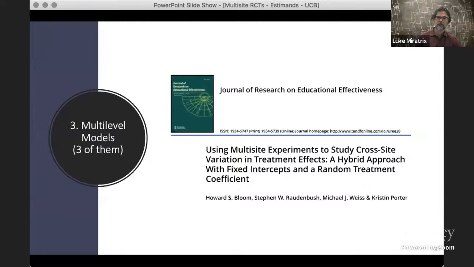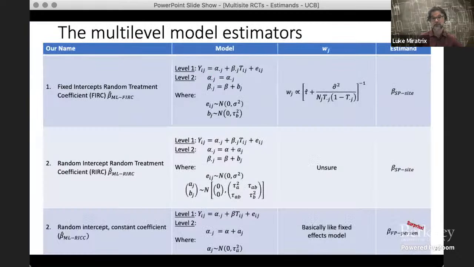And then finally, we have multi-level models. There are 3 that we identify that are sort of widely used. One is called the fixed intercept random treatment coefficient. This is like the in vogue current cool model. What it does is have a fixed effect for each site, and then you put a random effect for the treatment impact for that site. So this is allowing different sites to have different treatment impacts. And the fixed effects gives you a debiasing effect.